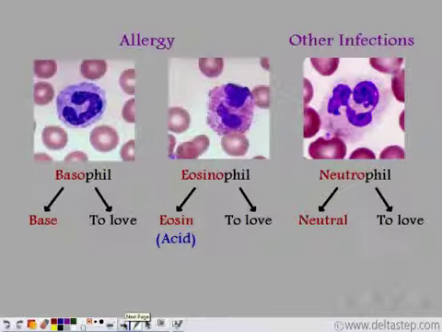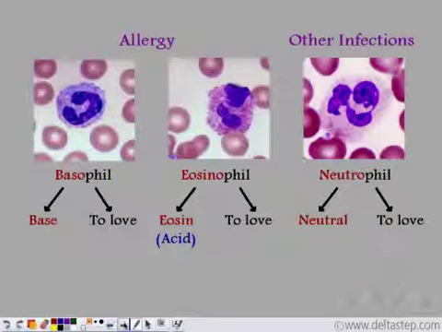Now, there are three different kinds of white blood cells present in the body. This white blood cell that does not have a distinctly lobed nucleus is known as basophil. Baso comes from the word base, and phil means to love. That is, this white blood cell gets stained with a basic dye.